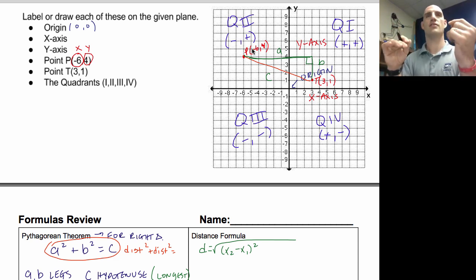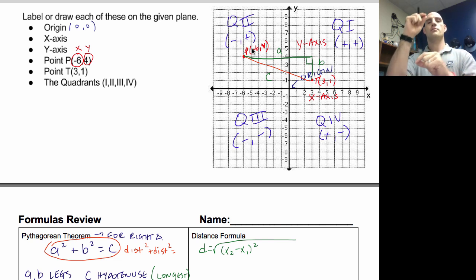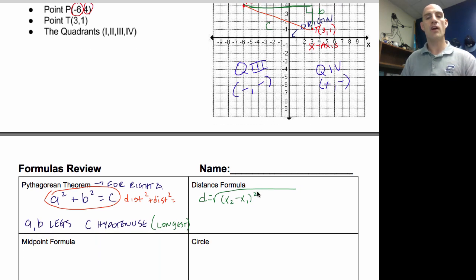Well, let's say for a second that you used your p as x2 and your t as y1. So -6 minus 3 would be -9. Well, when we square that value, it takes out the negative because I'm talking about a distance, right?